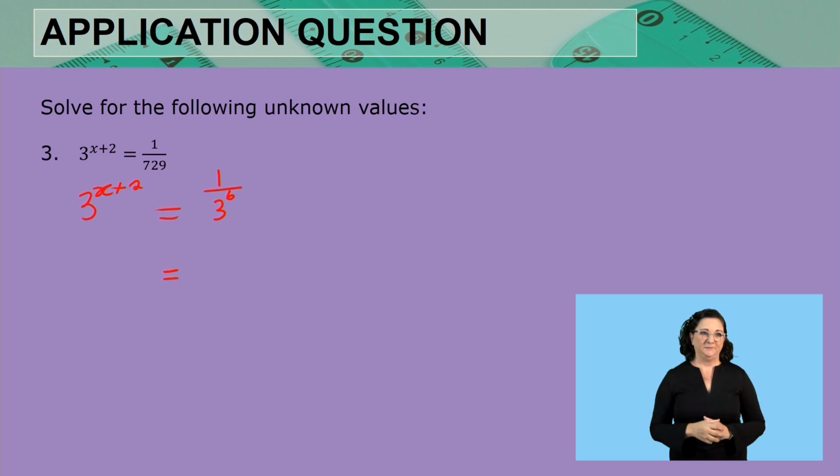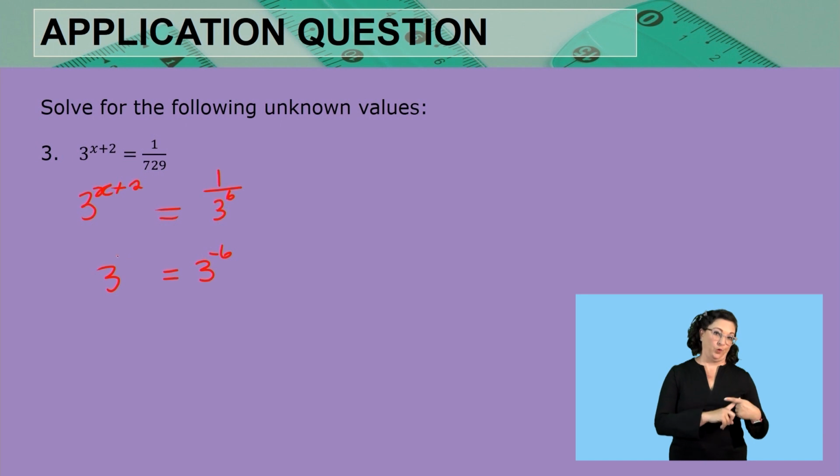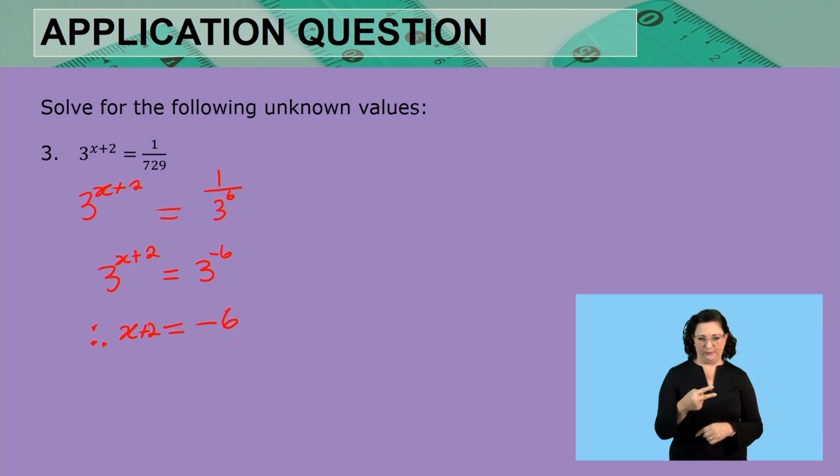So now, how do we get them to be the same base? Remember those exponent laws? It is a denominator. If I make it a numerator, then the 3 is going to be a base 3, and the exponent is going to change its sign. If it was positive, it will be negative. If it was negative, it will be positive. Now remember, this is all equal to the left-hand side, which is 3 exponent x plus 2. Then the powers are equal, the bases are the same. This therefore means that x plus 2 is equal to a negative 6.